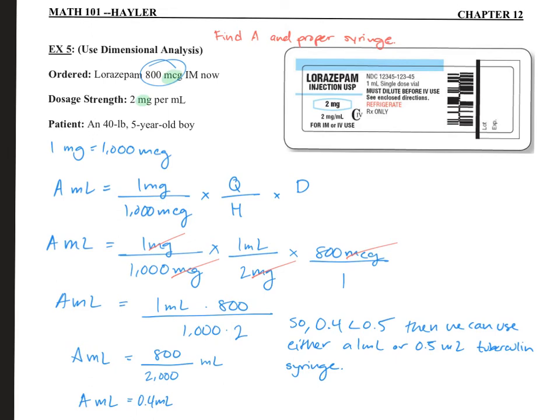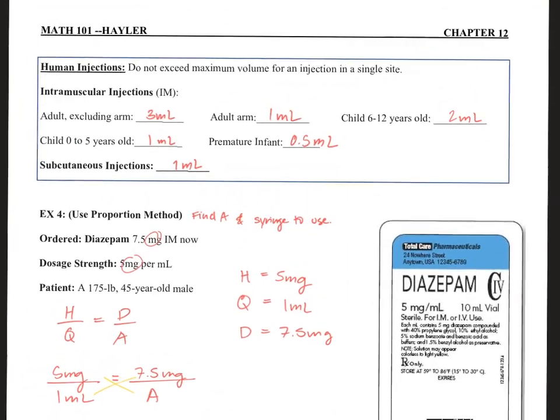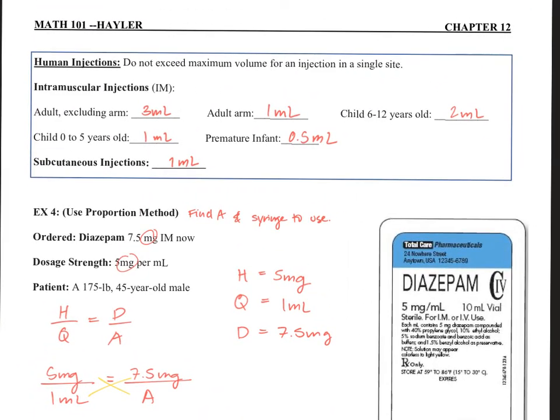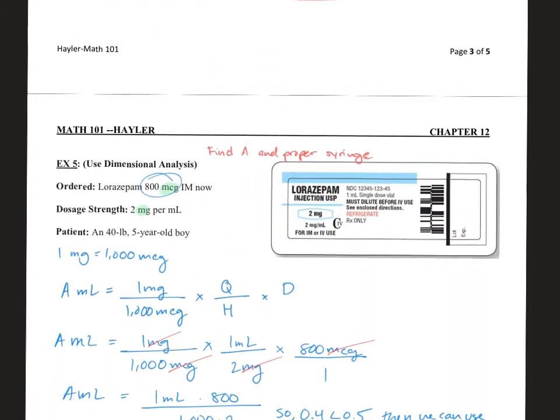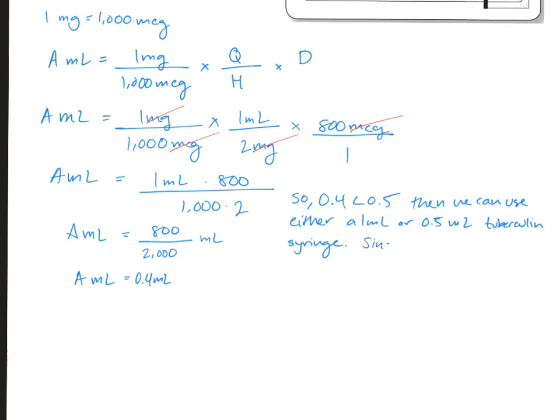All right, and then we need to decide how much we can give as an injection. So this is for a 5-year-old boy. What can we give to children under the age of 5? Let's go back and check our chart. The chart says children 0 to 5 years old can have 1 milliliter. Since we found our answer was 0.4, and 0.4 is less than 1, we can give this as a single injection.